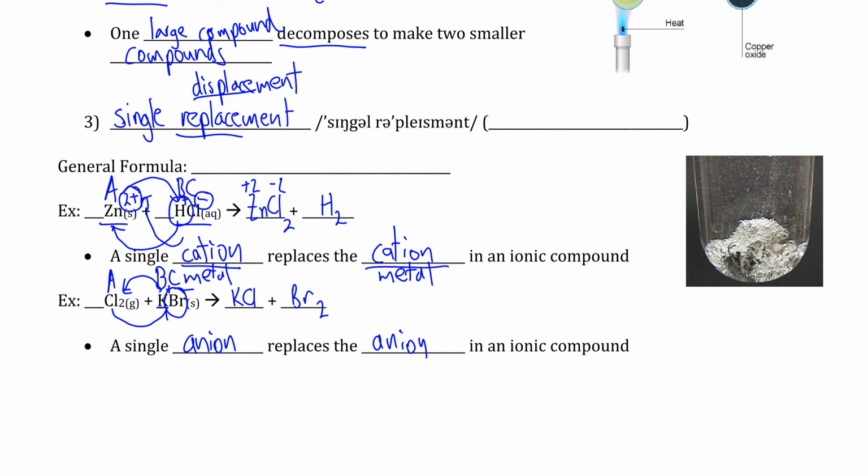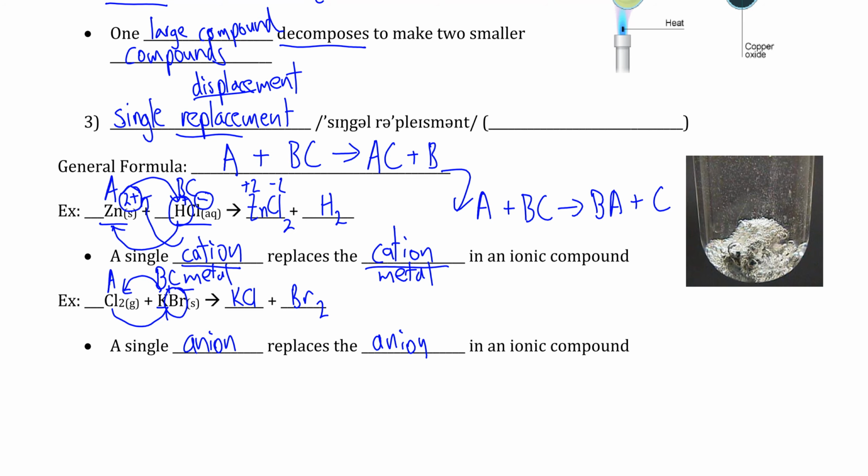So our general formula, regardless of what type of single displacement reaction, is going to be where we have an element A, and that element is going to replace either B or C. In our first situation, A replaces B because zinc and hydrogen both form cations, so this would be AC plus B. Or in our second example here, where chlorine is the A and KBr is our BC, we could end up with A + BC goes to BA plus C instead, if our element is an anion rather than a cation.